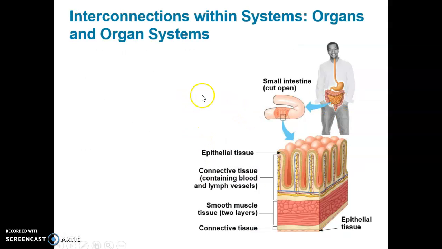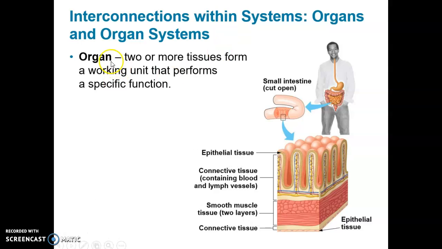And let's go on to this interconnection of systems, meaning how the organs and the organ systems function together. So an organ is made up of 2 or more tissues, usually 3 or all 4 tissues, that form some functional working unit or structure that performs a specific function. A good example is the heart. Its function is to pump blood. It's an organ made up of actually all 4 tissues.